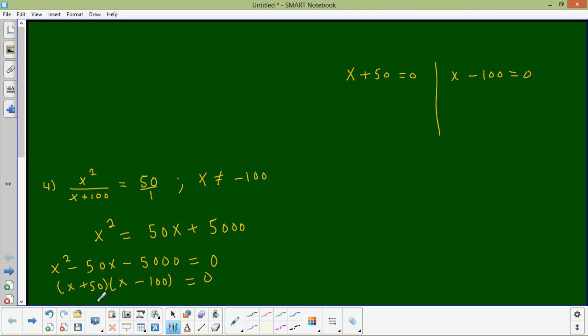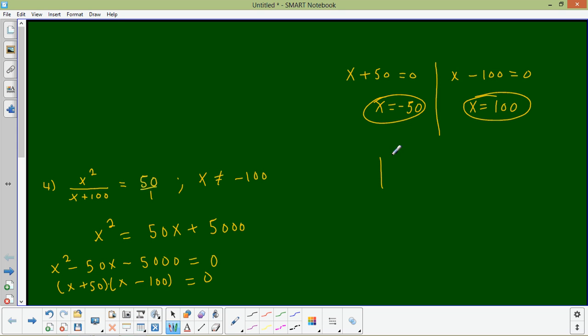Again, you take each of the factors, since it's equal to 0, you set each of the factors equal to 0. That gives you x equals minus 50. Okay. And this one, of course, gives you x equals positive 100. And if you check those answers, I believe they'll be fine. Negative 50 squared divided by 50 is going to turn out to be 50. Okay. And 100 squared divided by 200 is going to turn out to be 50. So they're both legit answers.